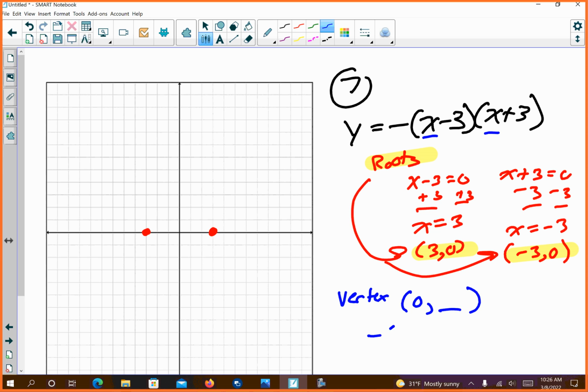So I'm going to get negative 0 minus 3, 0 plus 3. So I get negative, that's negative 3, positive 3. Negative times negative 3 is 3. 3 times 3 is 9. So I get 0 comma 9. 3, 4, 5, 6, 7, 8, 9.